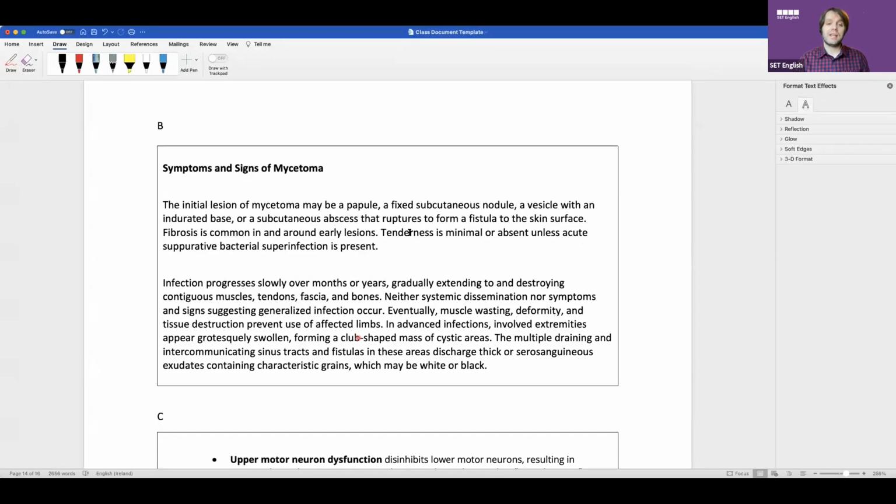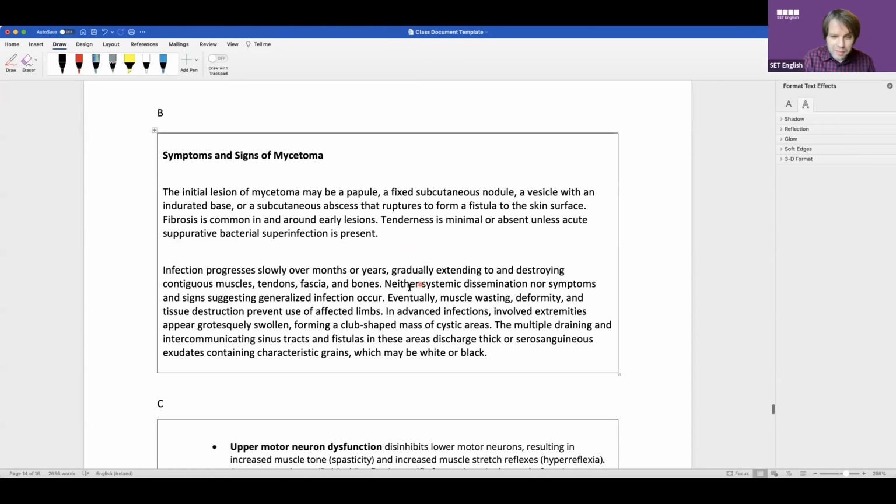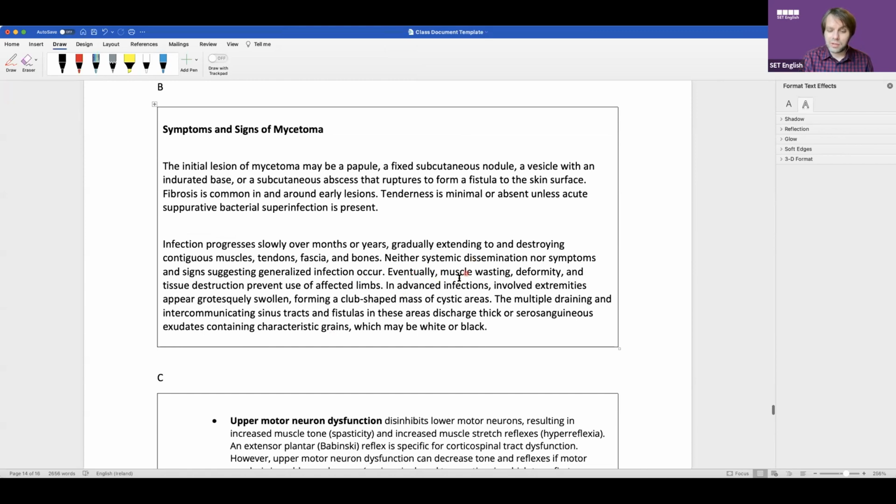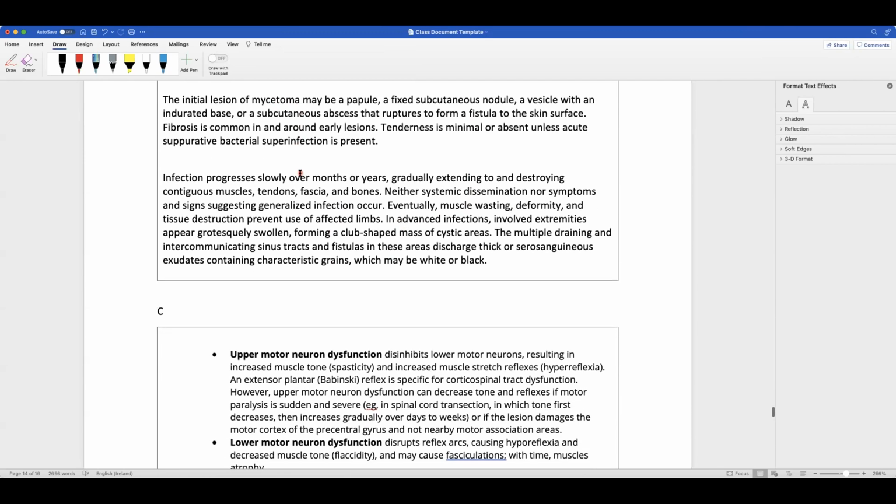Tell me, what's the main idea here? Just one word, please. Symptoms. Okay, symptoms. Sorry, not one word. Symptoms of this. So you should write that down here, right? Function of this text, guys. Information. It's informative. I don't see any modal verbs or imperatives. So information, symptoms of, what is it? Mycetoma. Yeah. Okay.